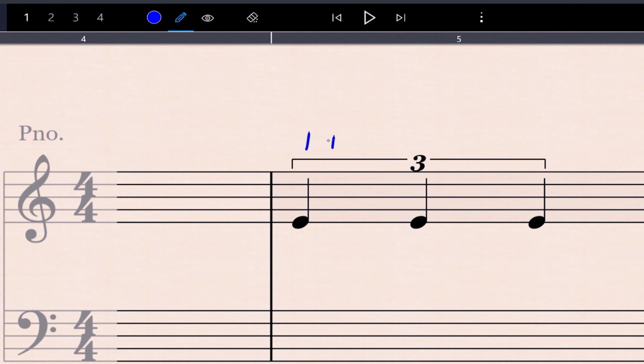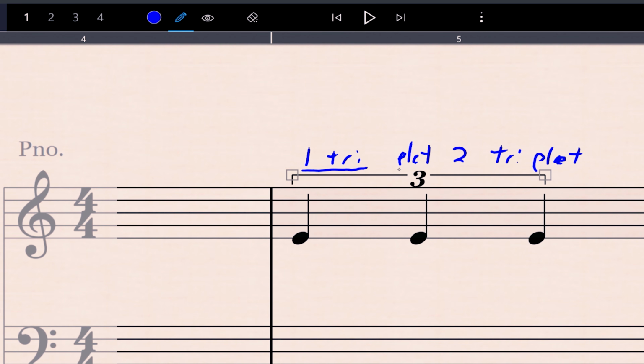So one triplet, two triplet, just like that. Now we have two beats of triplets. So what we're going to do now is, since each of these is worth twice as much as the eighth notes in the eighth note triplet, now instead of taking up one syllable each like the eighth note would, it's going to take up two of them. So you're going to hold this for the one tri, and then the next one hits on plet 2 because that takes up two of them.